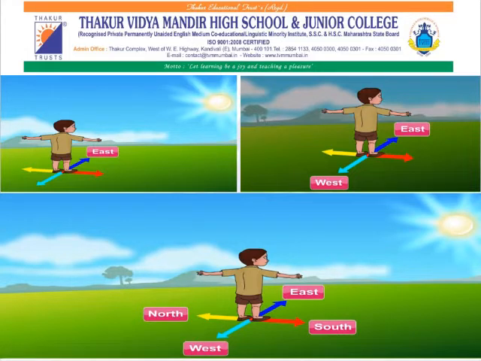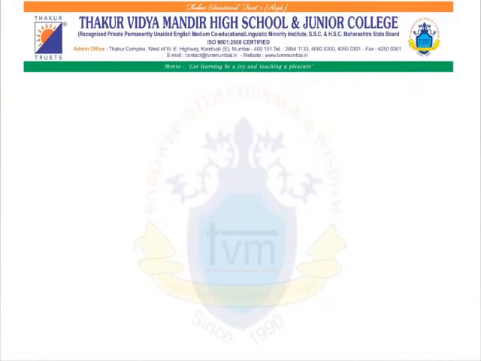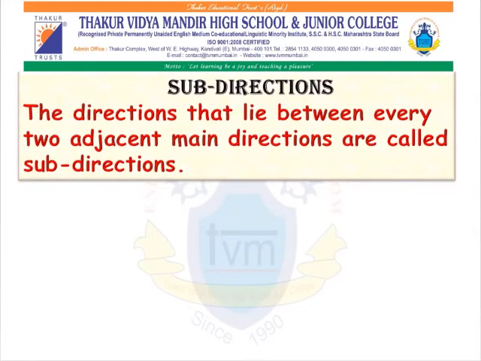Students, this is all about the main directions, and with the help of the rising sun, we can find out the four main directions. Students, as we have learned about the directions, now we are going to learn about the subdirections. First, let us understand what is a subdirection. The directions that lie between every two adjacent main directions are called subdirections.